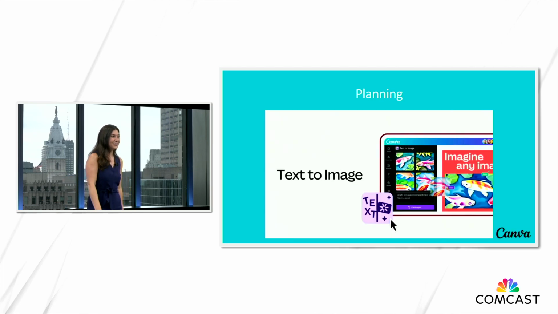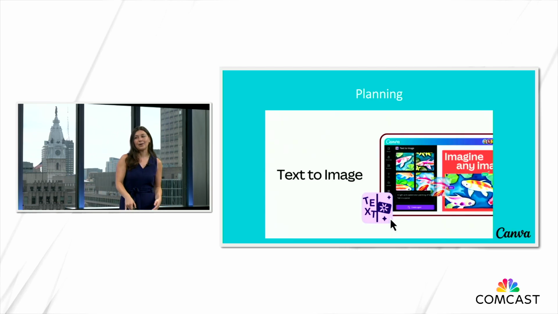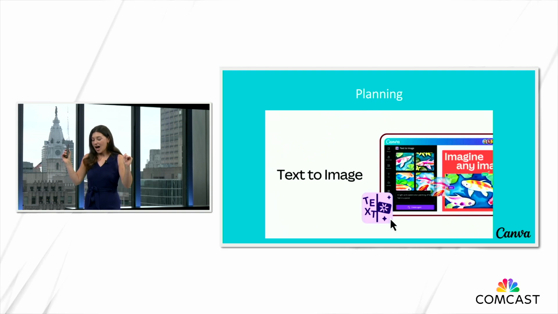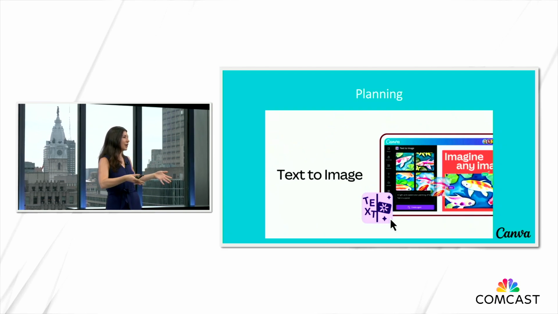Another one I like to use for the planning stage is text to image. Now, I'll admit it, I am not a very artistic person. It's just not who I am. I've tried. But that doesn't mean I don't have good ideas. I just sometimes have a hard time getting my ideas from head to paper, or rather screen, because we don't use paper anymore. But text to image is super helpful in that storyboarding phase.